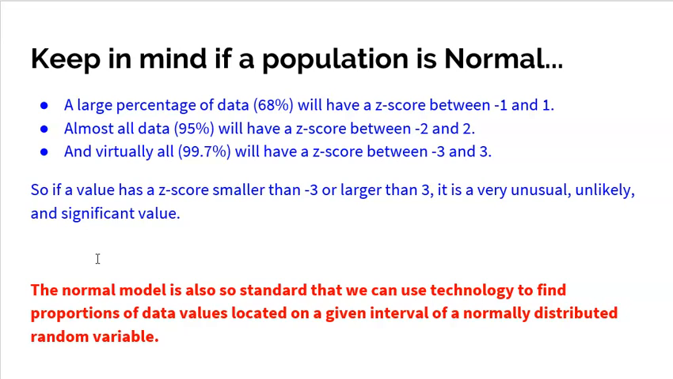So the normal model is also so standard that we can use technology to find proportions of data values located on a given interval of a normally distributed random variable. So I'm going to save how to do that and what that's all about for part 2 of this video. So this was part 1, so hopefully it gave you a good understanding of what the normal model is and how powerful the normal model can be in helping us understand data and where data falls.